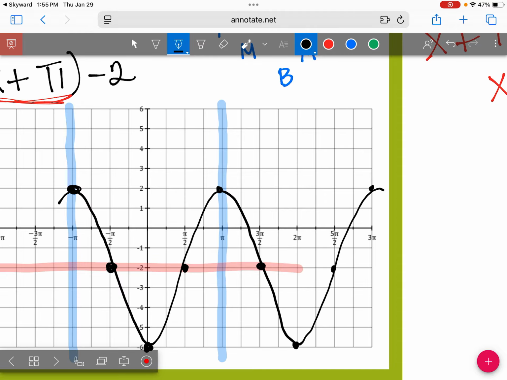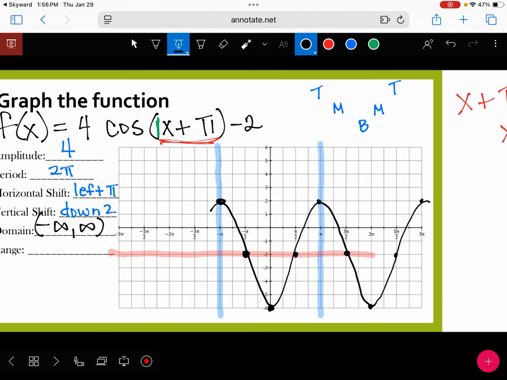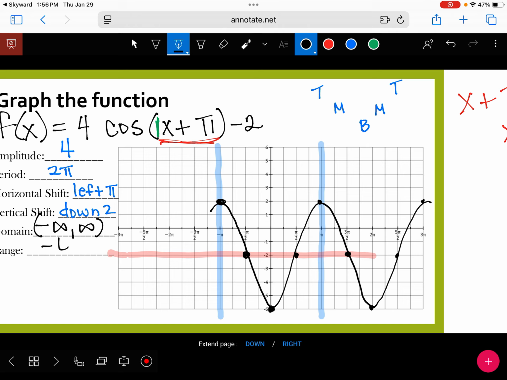Okay. So what would be my domain? Negative infinity to infinity. And what would be my range? Brackets, because it actually touches that point. Alrighty.